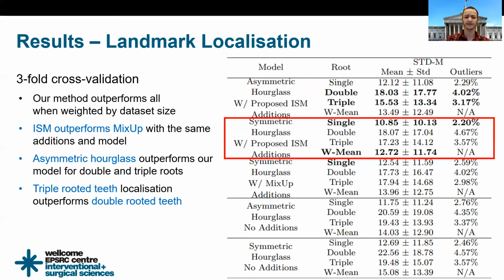As you can see, the triple rooted teeth have better landmark localization than the double rooted teeth, which is curious considering they have less than half the data set size, and this is discussed in the next slide. And also it's important to note that all of our additions and our ISM and MixUp all increase the accuracy of our landmark localization, which is as expected.